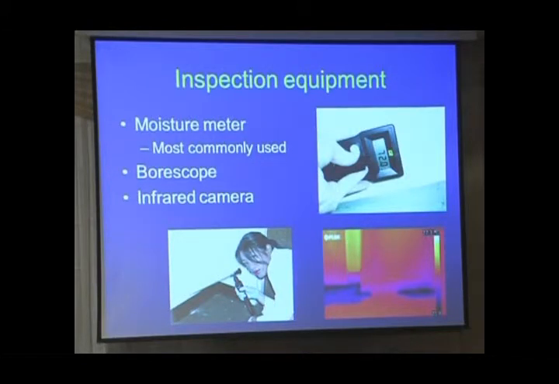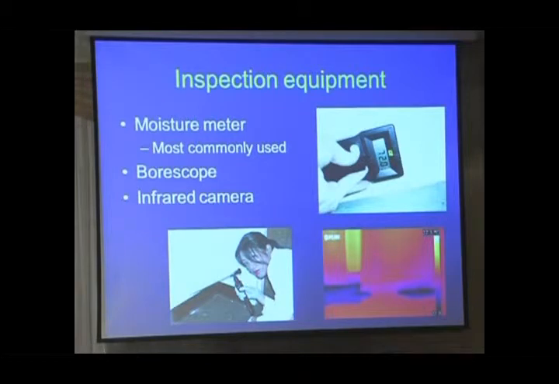This is a moisture meter, and it's the most commonly used. You can buy one of these for about $75 on the internet. That's about, I don't know how many baht $75 is, but about 2,000 baht for this. And that can tell you how much moisture is present in the drywall, particularly, so that's helpful.